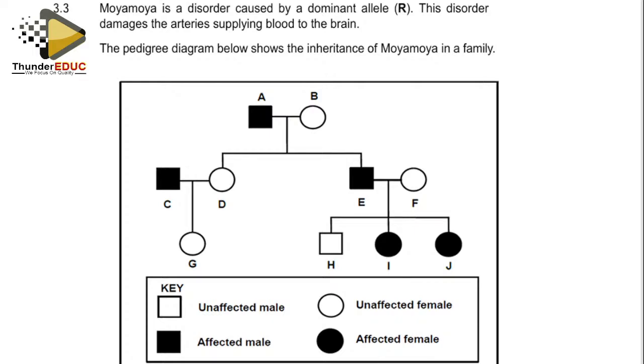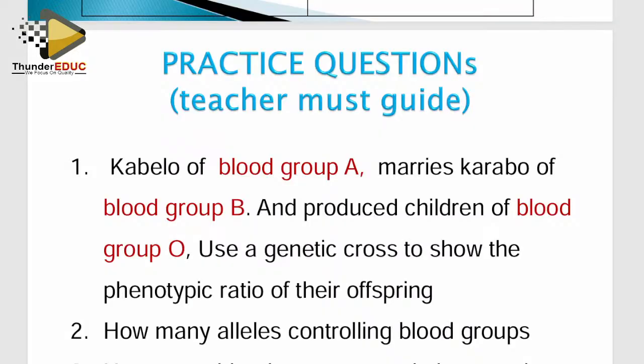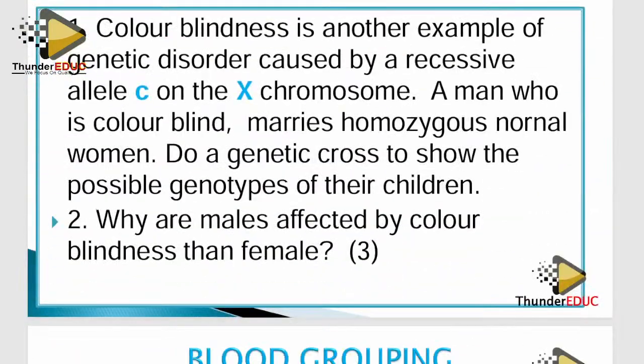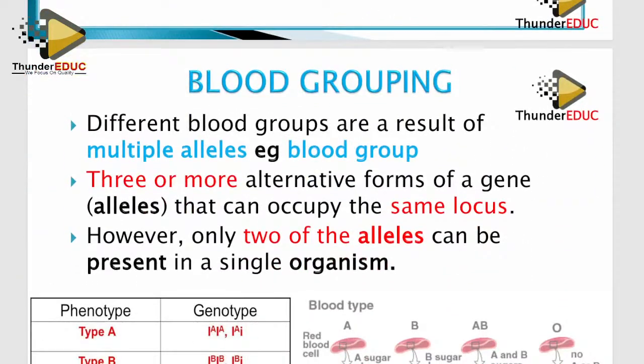How many genes control blood group? Guys, it is one gene. One gene controls blood group. Which gene is that? The gene for blood group. How many alleles? There are 3 alleles. That's why it's called multiple alleles: the allele for A, the allele for B, and the allele for O.